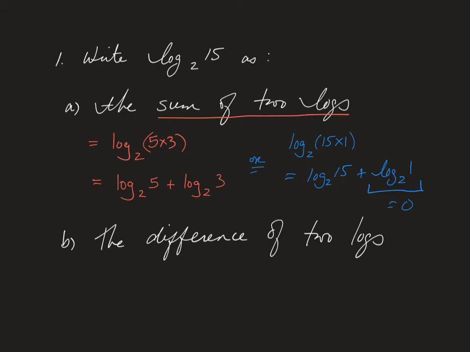Now, I want you to take a look at B. We have to write log 15 from base 2 as the difference of 2 logs. We should be okay to tackle that one. If I'm taking a look at 15, then really what I need is to think of 15 as 2 numbers that would divide. My first instinct might be this.